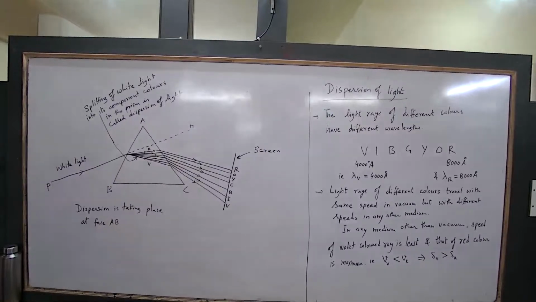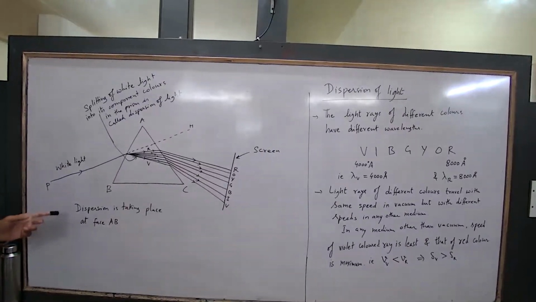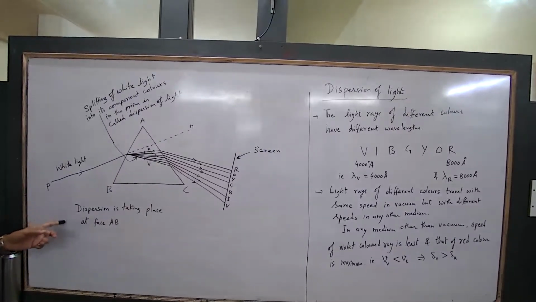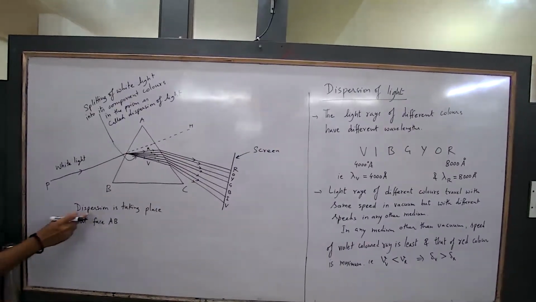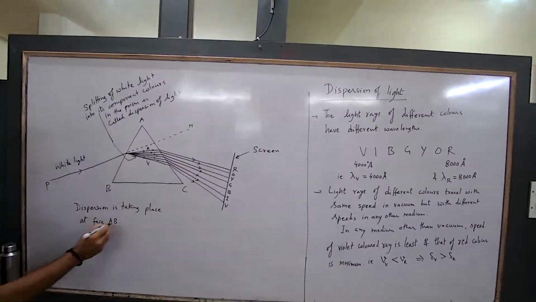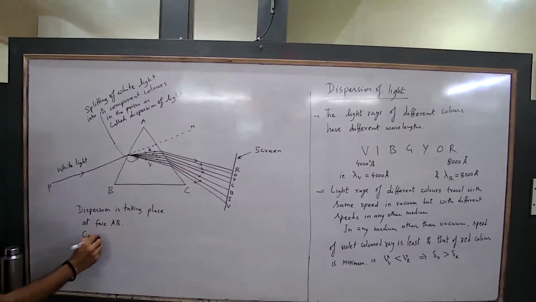What is the cause of dispersion? Is it reflection? Difference in speed of light of different colors, optical density, or refraction of light? The cause of dispersion is what?